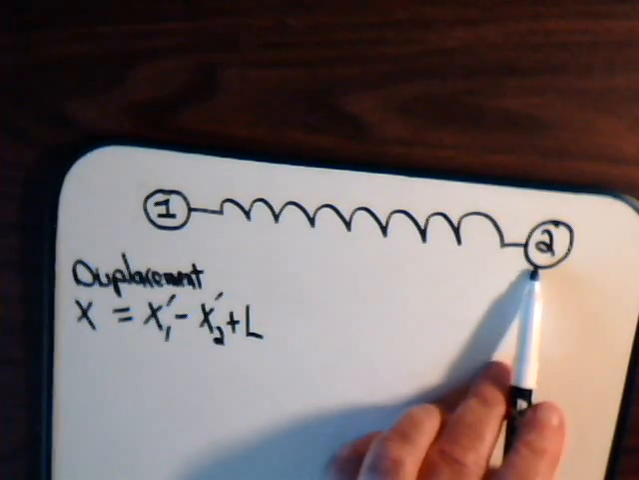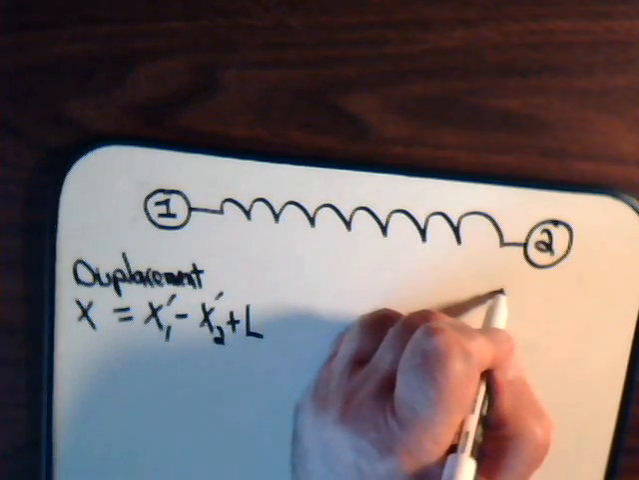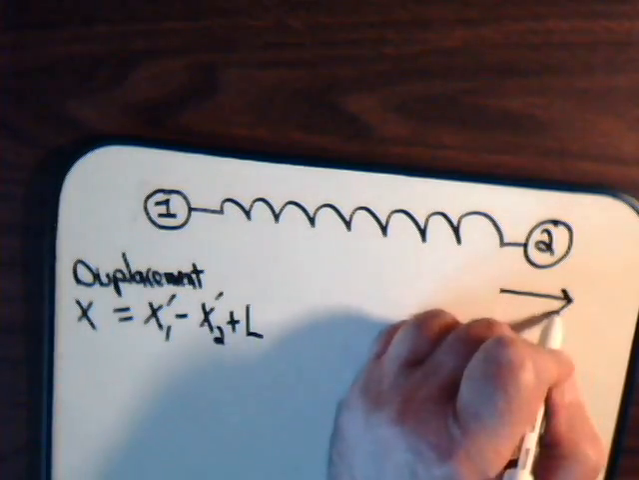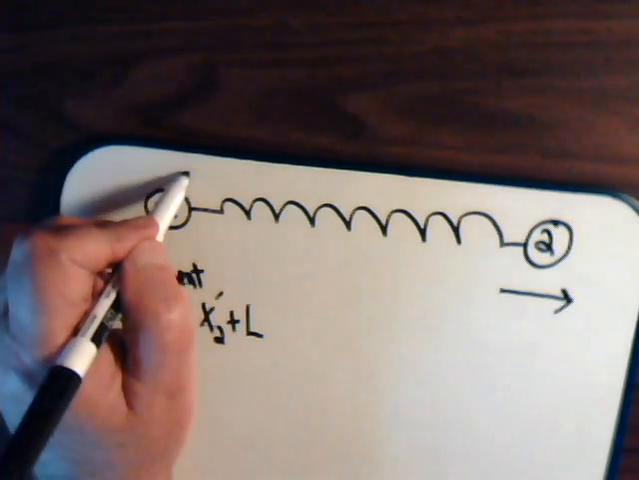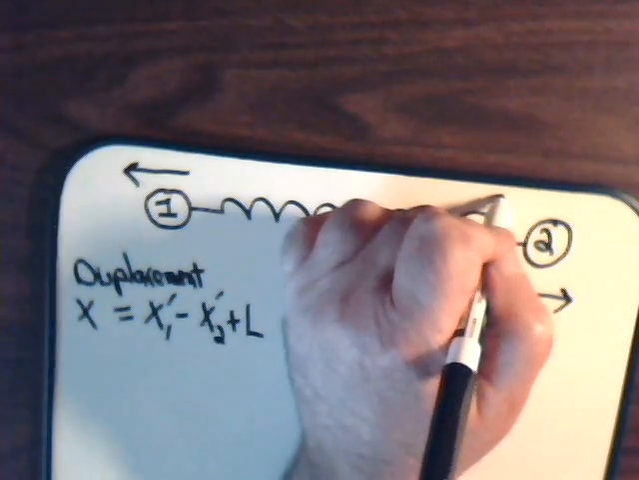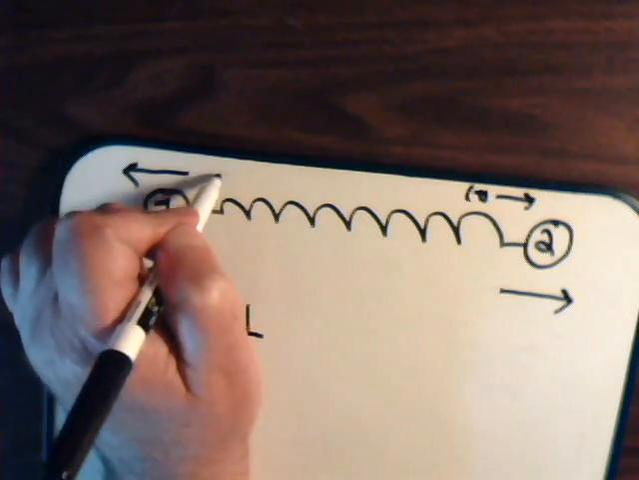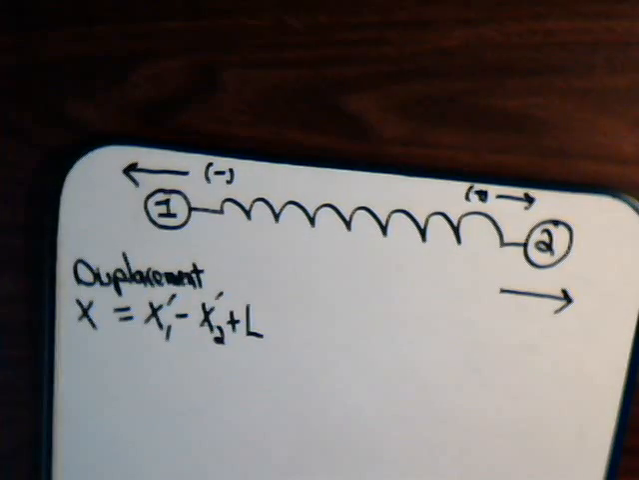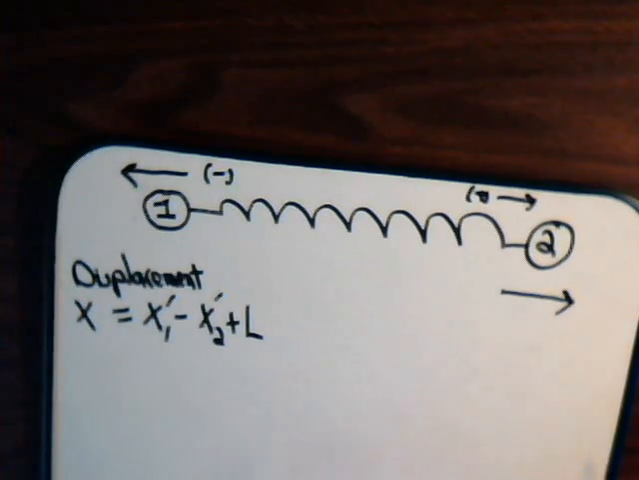So here on mass 2, the spring force is going to push out in this direction, and for block 1, it's going to push out in this direction. And let's call going to the right positive, and to the left negative. Now, what is the spring force exerted on block 2?